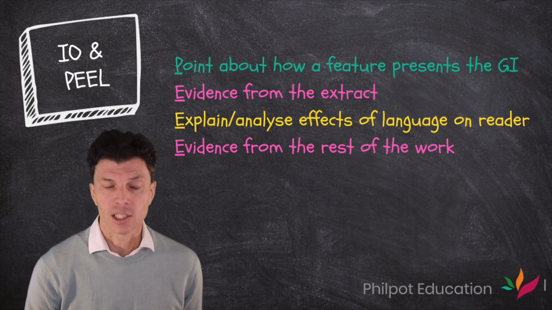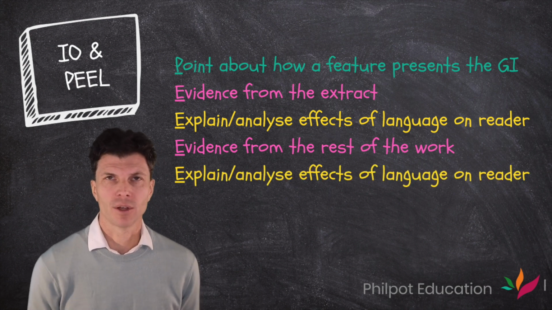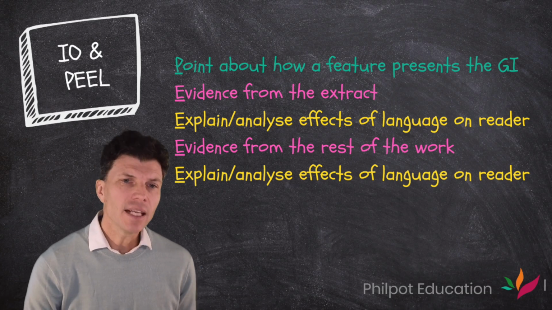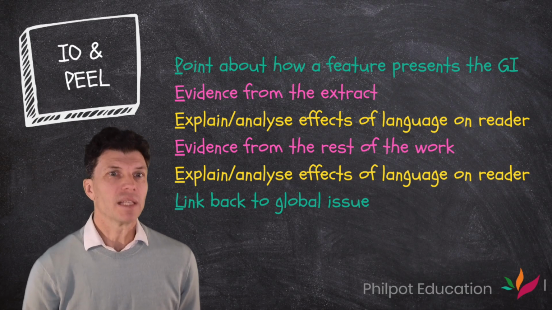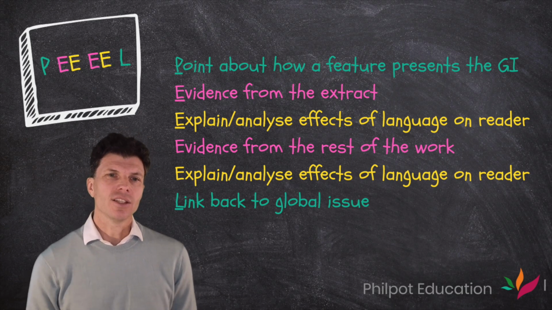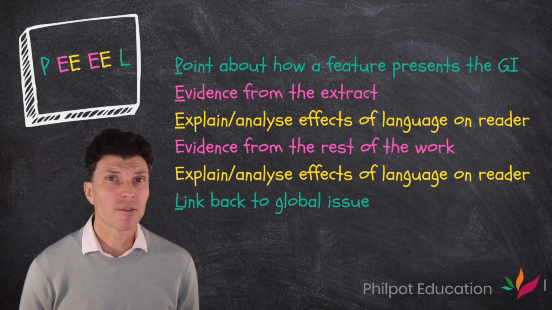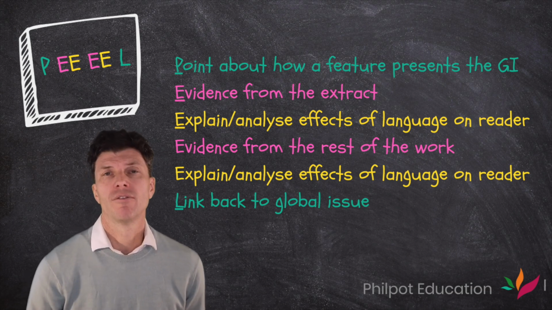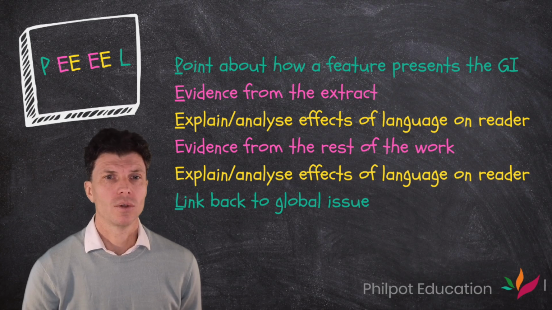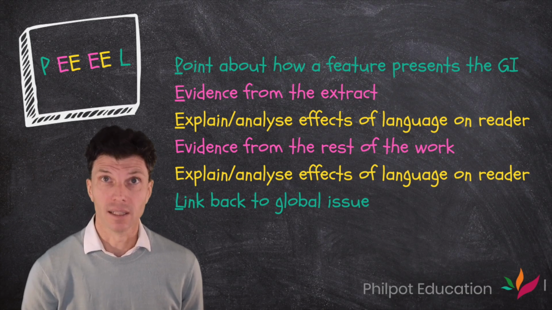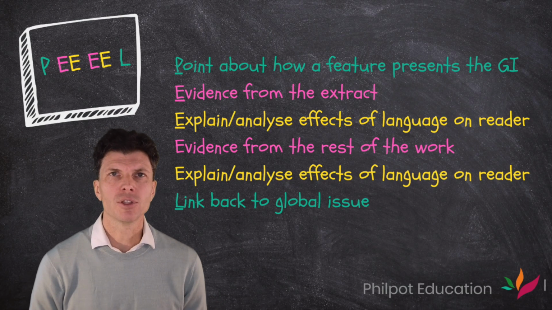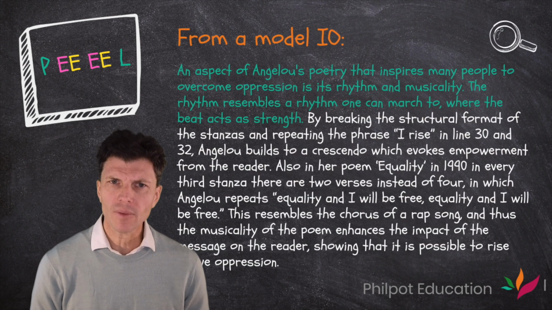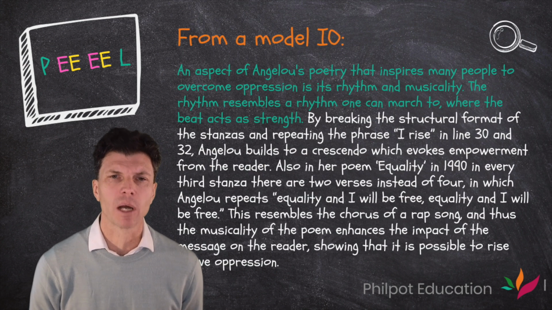All right, then you'll explain or analyze the effects of that authorial choice on the reader, viewer, audience, and then you can link back to that global issue. So it's not PEEL, it's really PEEL, right? And you'll be doing this maybe 3 or 4 times within a 4-minute chunk. So let's look at an example of PEEL and see how the student is doing. So here's an example from a model individual oral that I have on my support site. It's about Maya Angelou's poetry.